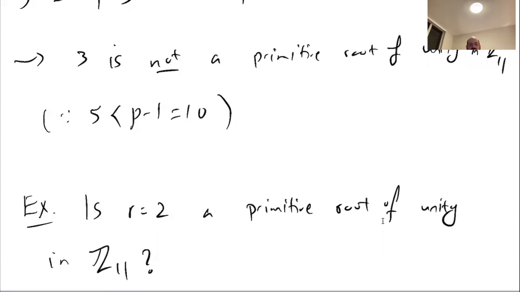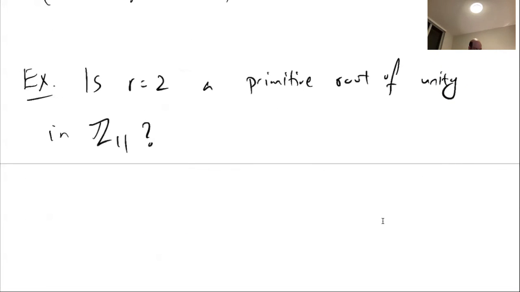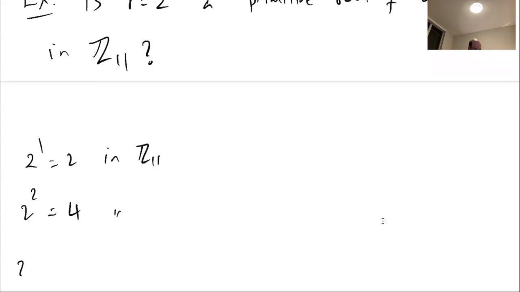For r equals 2, what are the powers of 2? So let's check powers of 2. 2 to the power 1 is 2, which is the same as 2 in Z11. 2 to the power 2 is 4 in Z11. 2 to the power 3 is 8 in Z11.